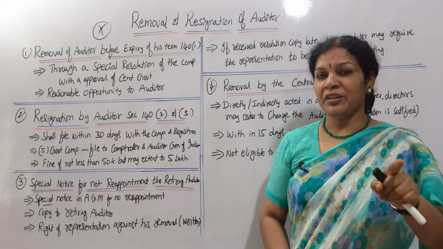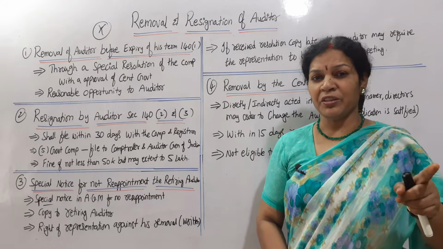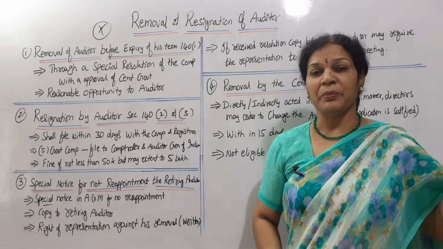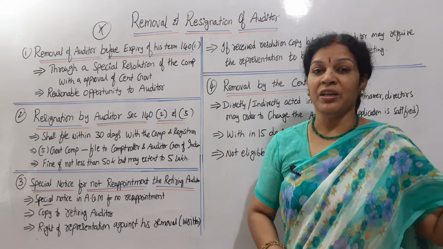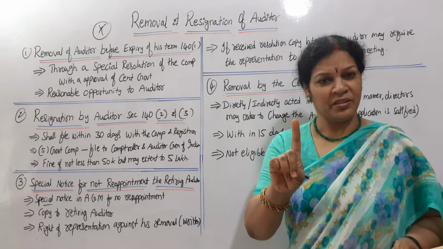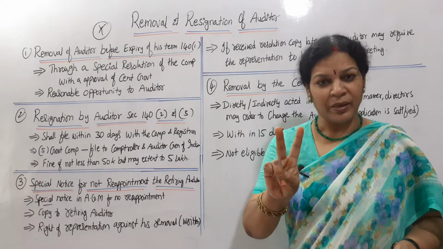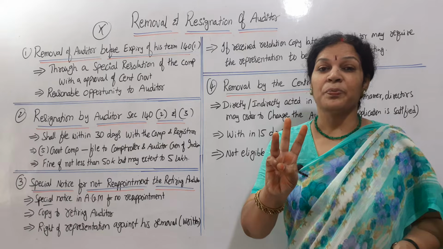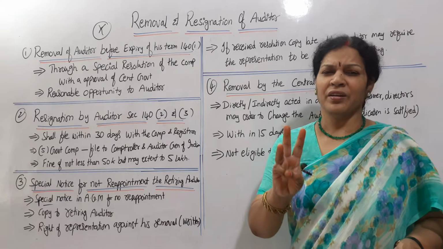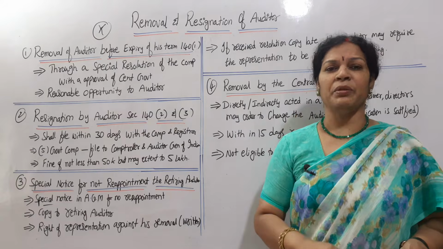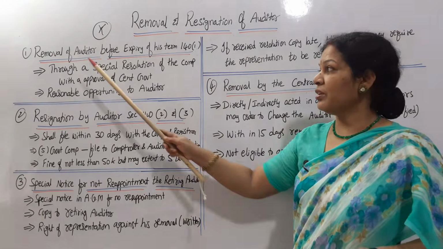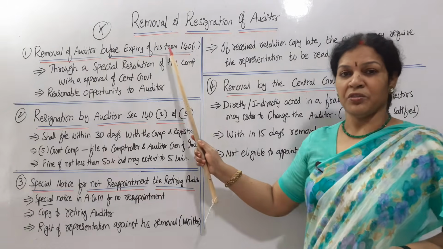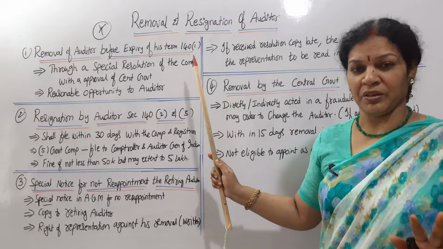So before the expiry date, during his service, if you want to remove him, we need to have the permission of the central government, and that is also through a resolution. Only 3 points to remember: a special resolution is required, apply to the central government, and an opportunity is given to the auditor to speak about himself or any kind of issues. Then after that he will be removed from the company. This is about the removal of the auditor before expiry of his term, section 140 subsection 1. Able to remember?